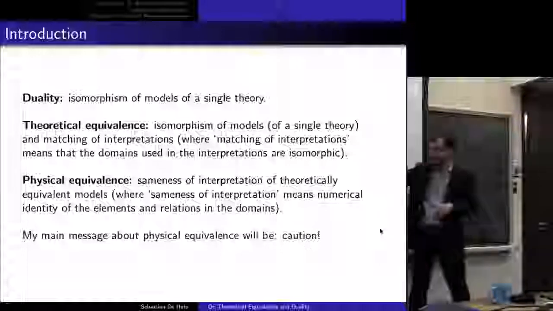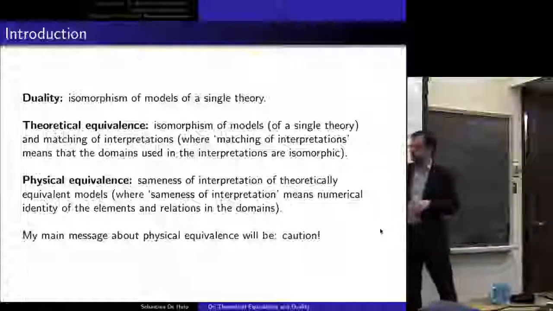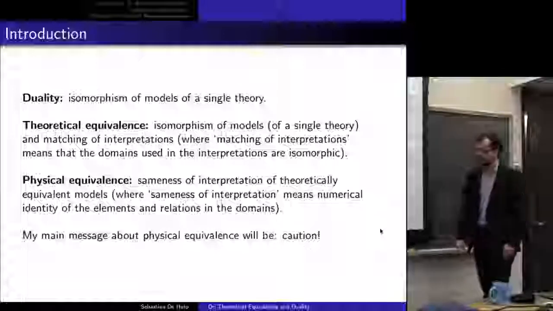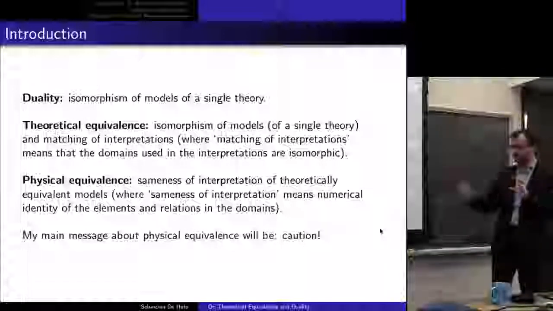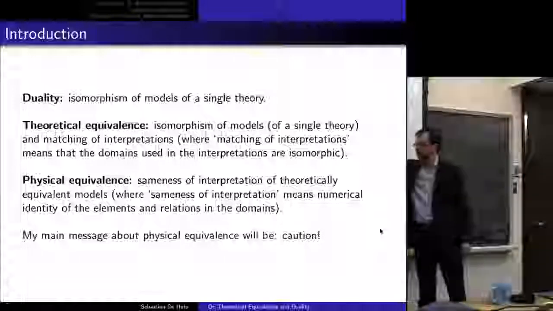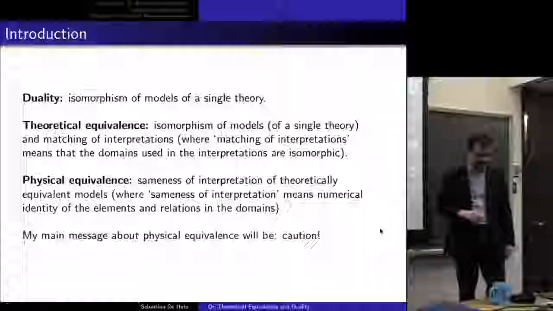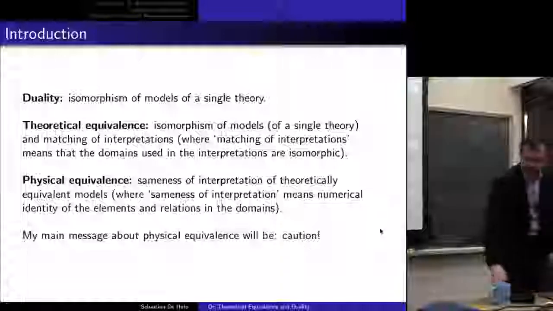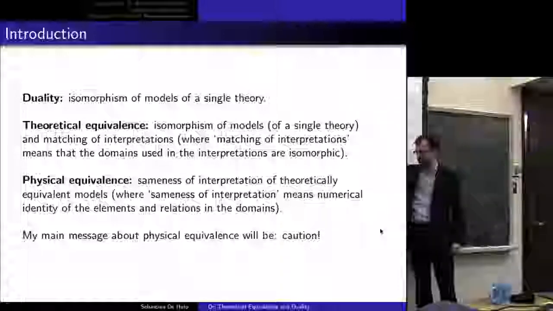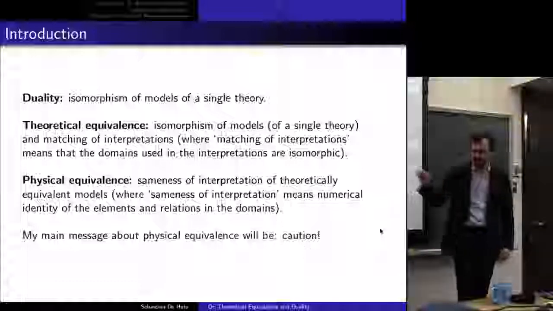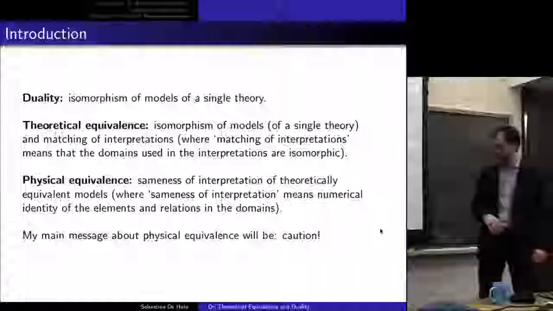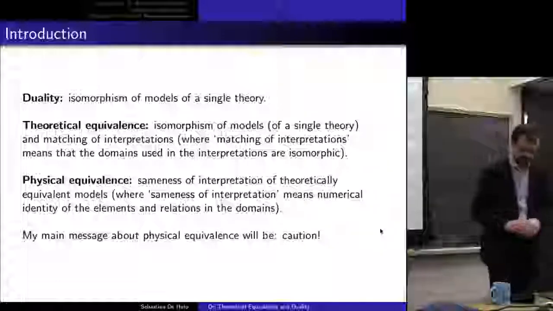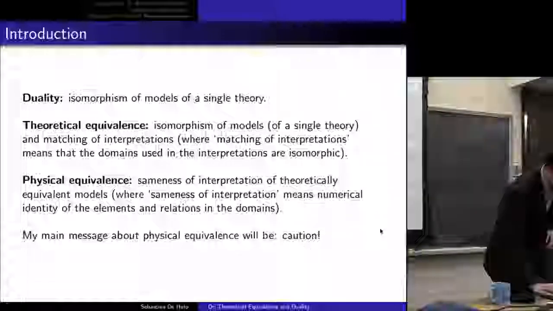So you see the difference between physical equivalence and theoretical equivalence: for theoretical equivalence, I demand merely matching of interpretation, so isomorphism of interpretations here. For physical equivalence, I really ask that the two interpretations be the same. So my main message about physical equivalence is that it's a complicated notion, and we should be cautious about concluding that two models, or two theories, are physically equivalent.